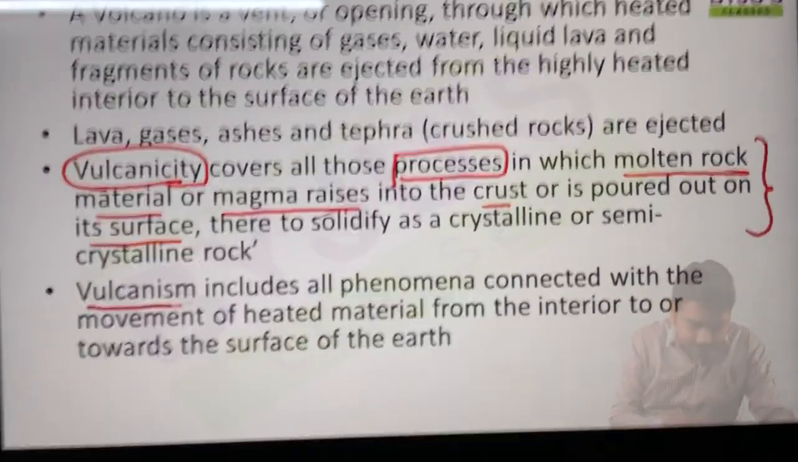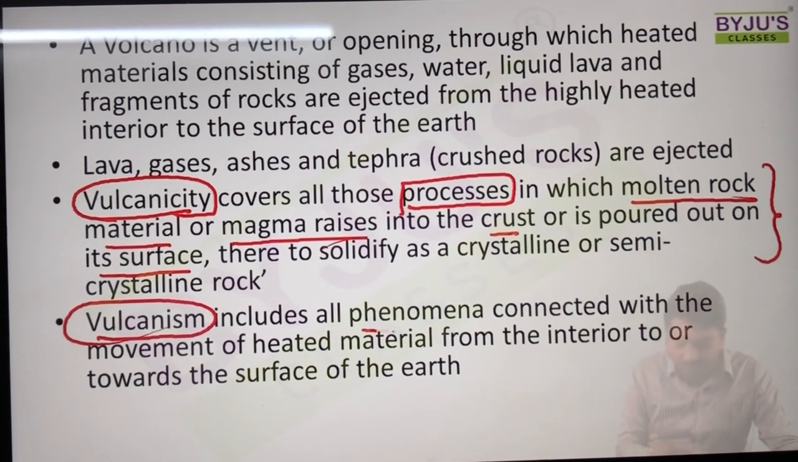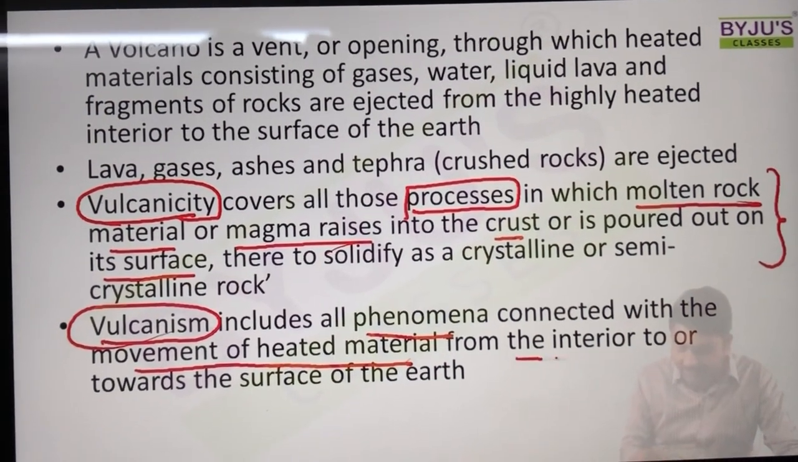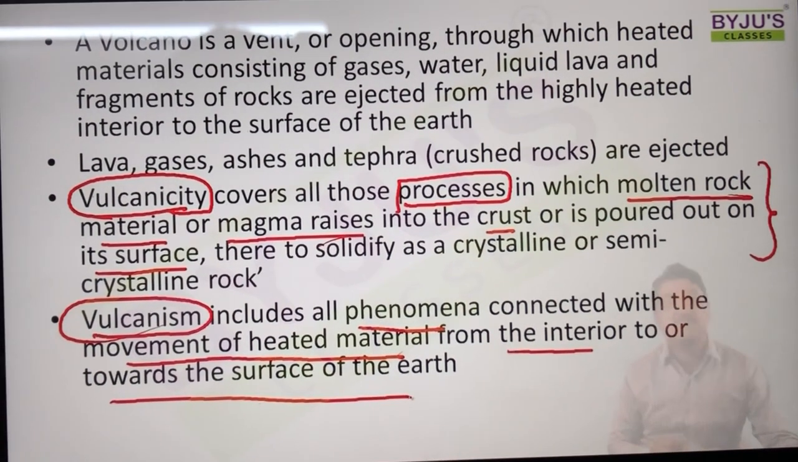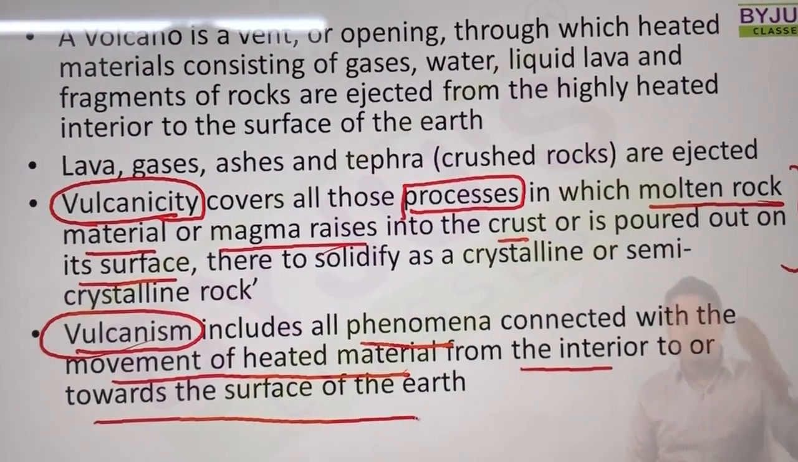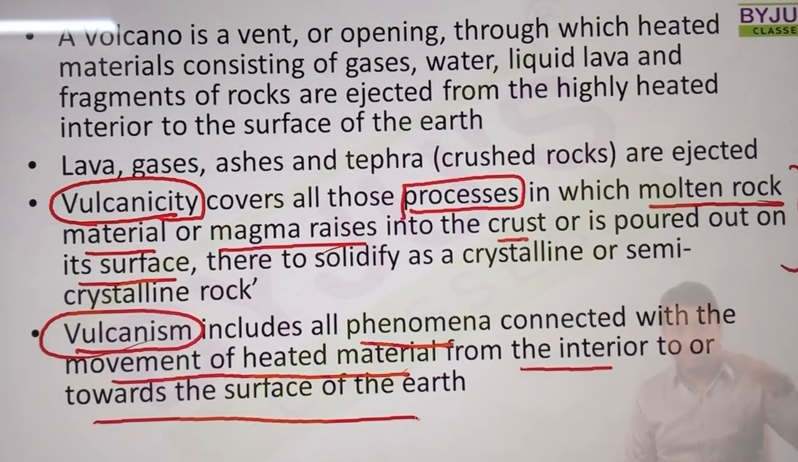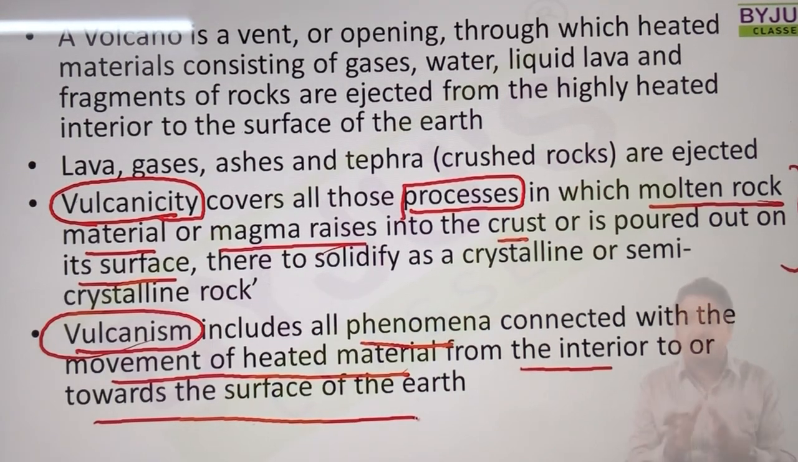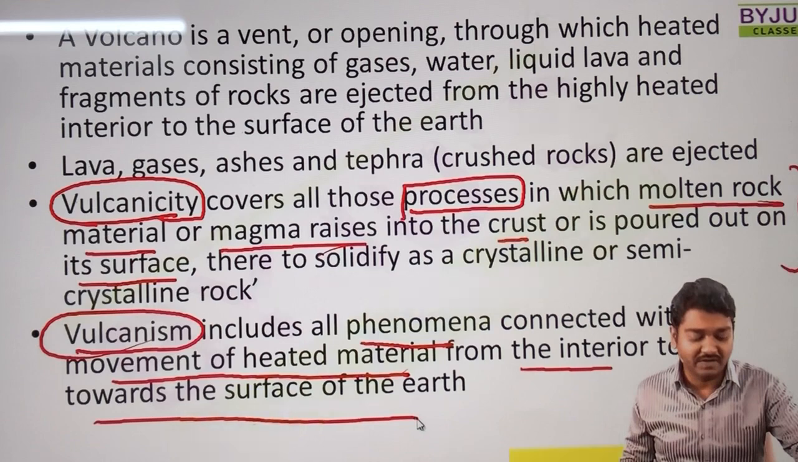What is volcanism? All the phenomena connected with the movement of heated material from the interior towards the surface of the earth. Magma moving from deep inside the earth, that is from the mantle up to the surface, is known as volcanism. Coming out from the beginning, coming out and becoming rock is vulcanicity. Volcano is just a vent, right? These are the major differences.